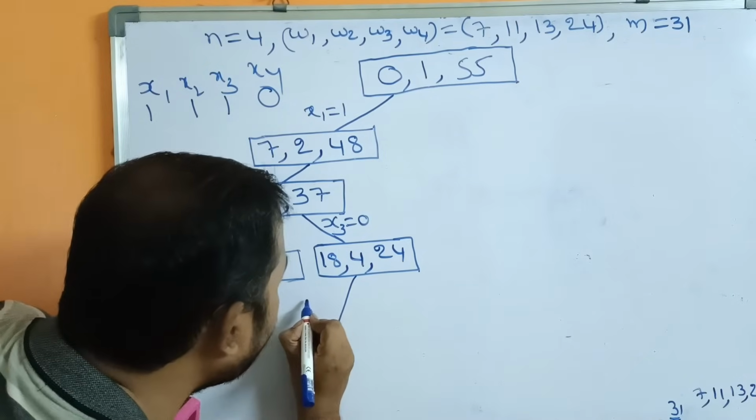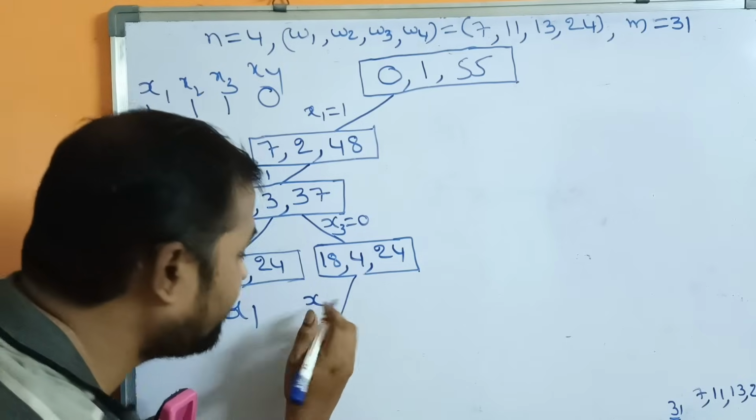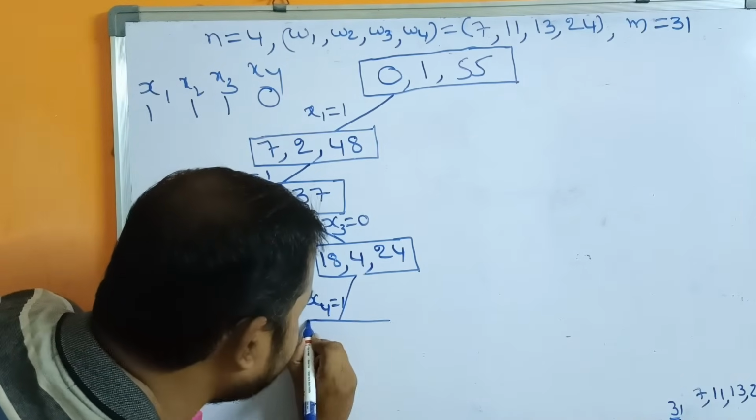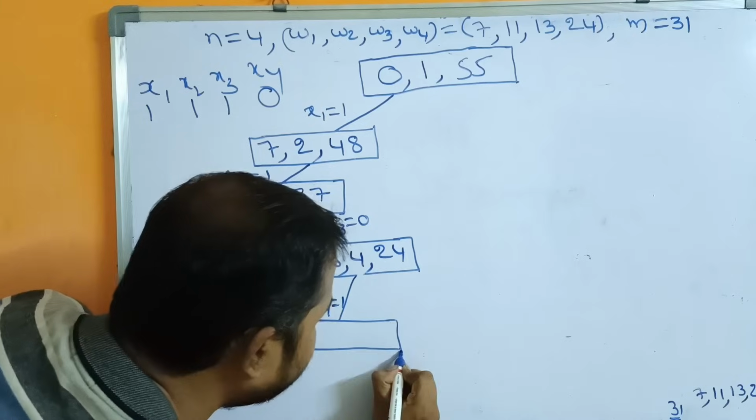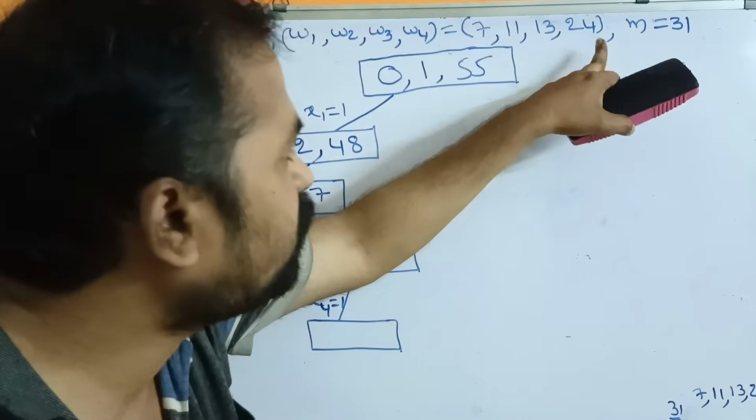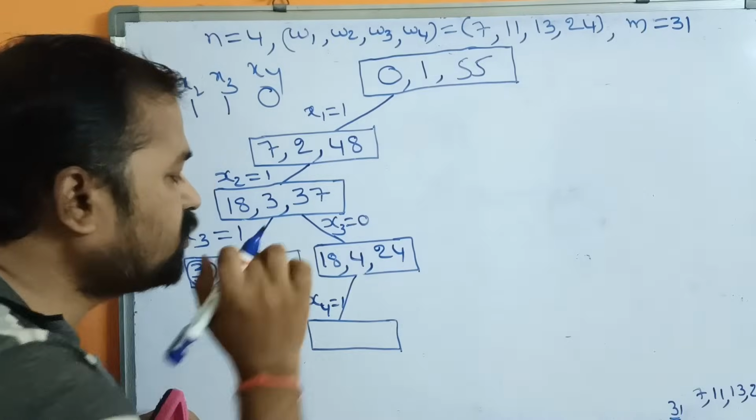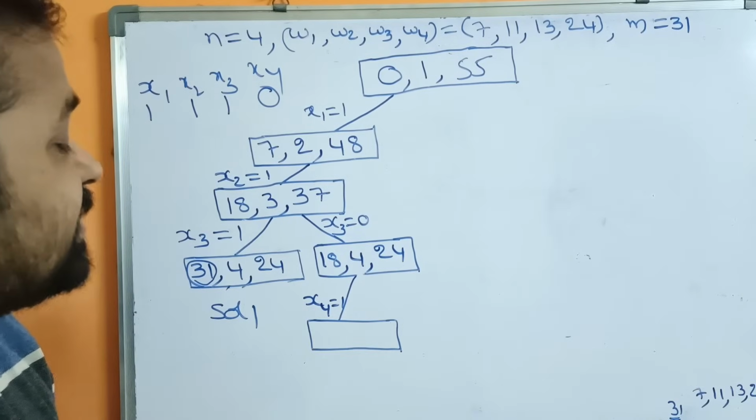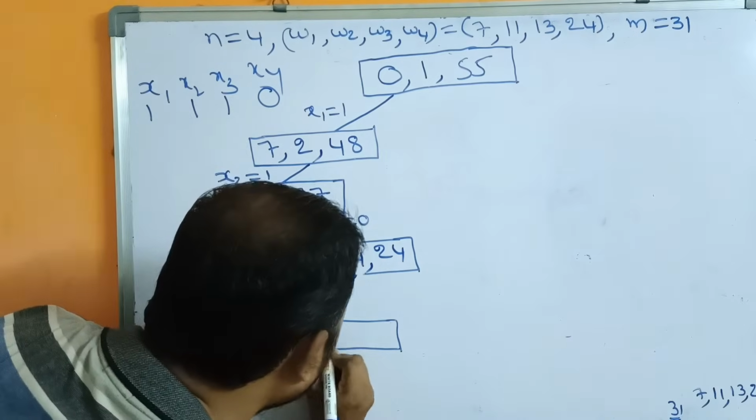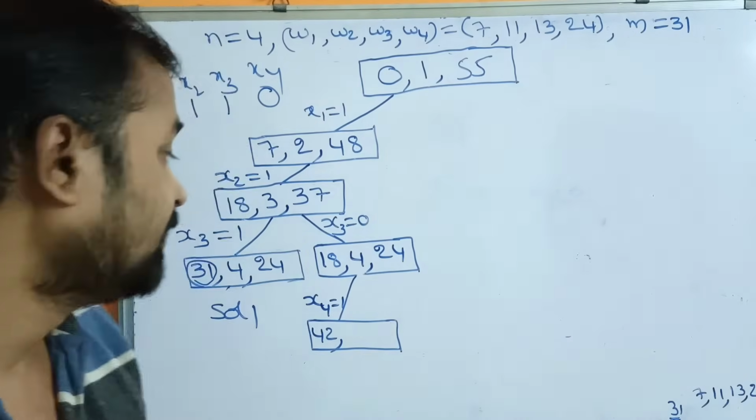Next we have to explore this node. The x4 value may be either 1 or 0. Next we have to perform the operation on the fourth object. First, let us assume that x4 is 1. x4 is equal to 1 means we are considering the fourth object. What is the fourth object weight? 24. So we have to add this 24 to the 18. So 24 plus 18 means 42. 42 comma. Next we have to perform the operation on the next object.